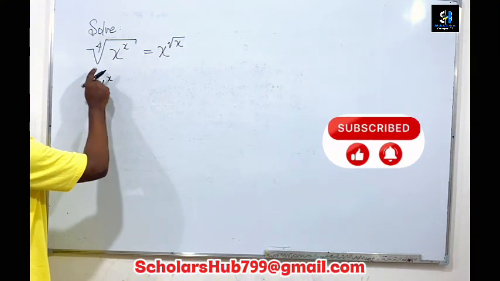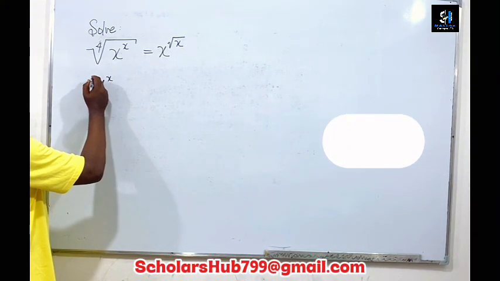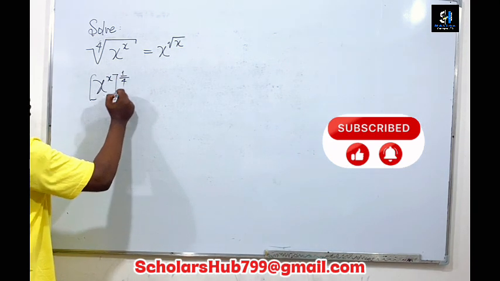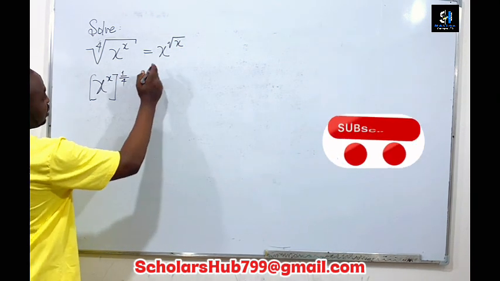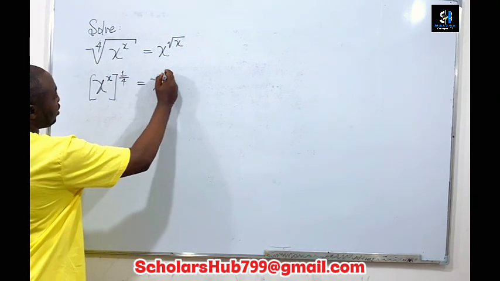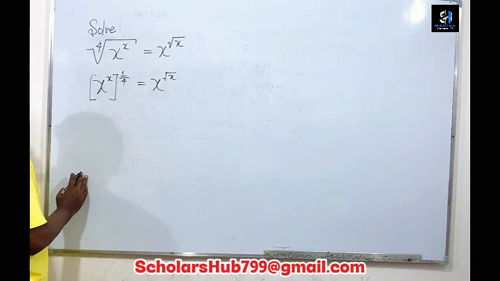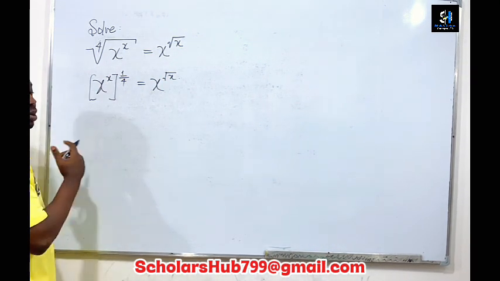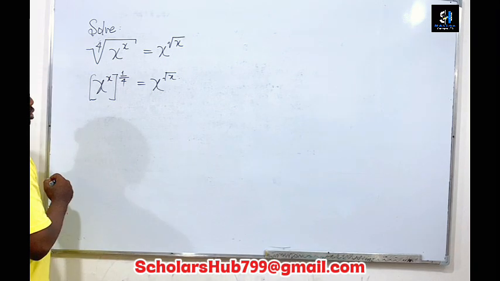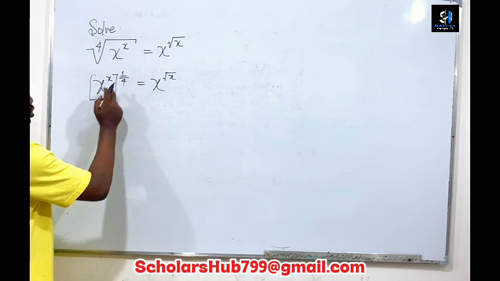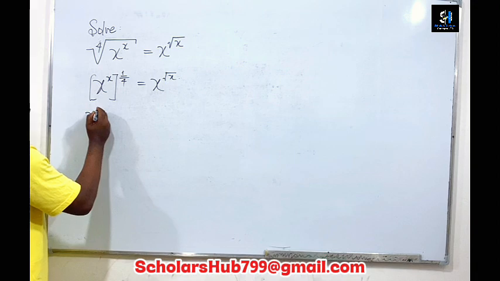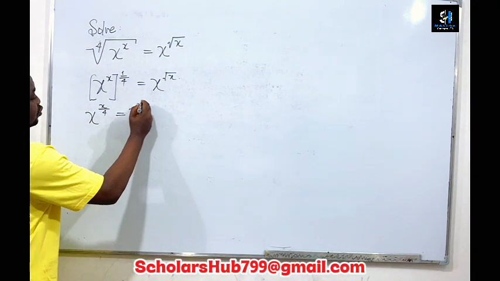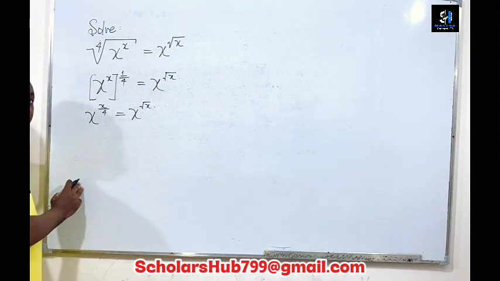We have x raised to the power of x, so this will be raised to the power of 1 over 4, and it will be equal to x raised to the power of root x. Okay, so if I multiply the powers, using the power product property for exponents, we're going to have x raised to the power of x over 4, and this will be equal to x raised to the power of root x.